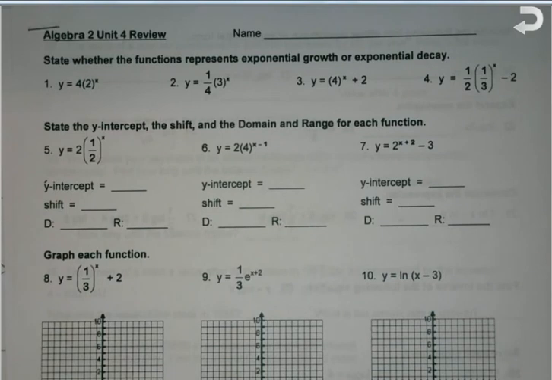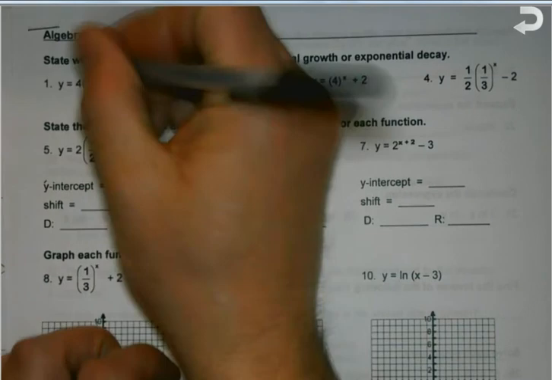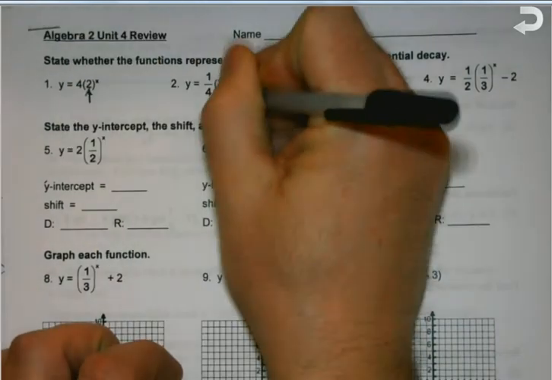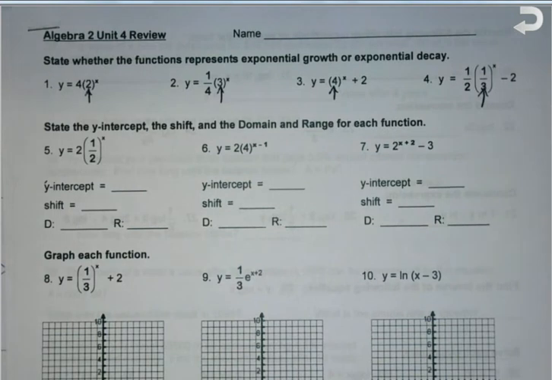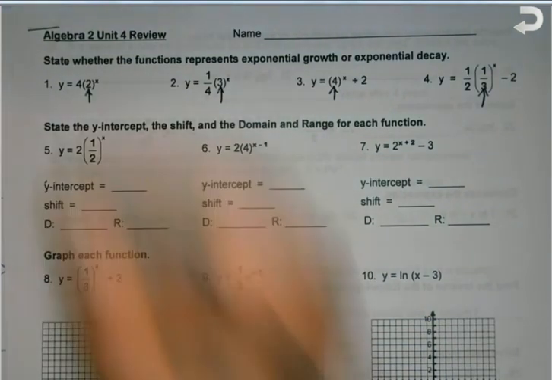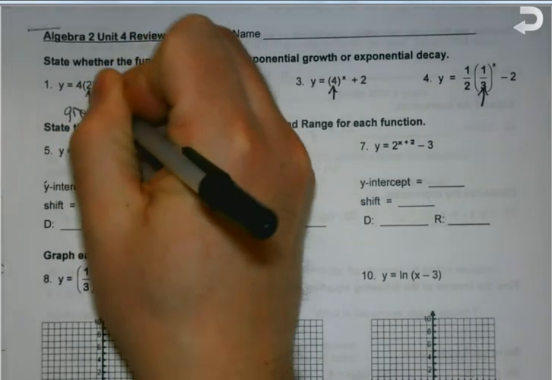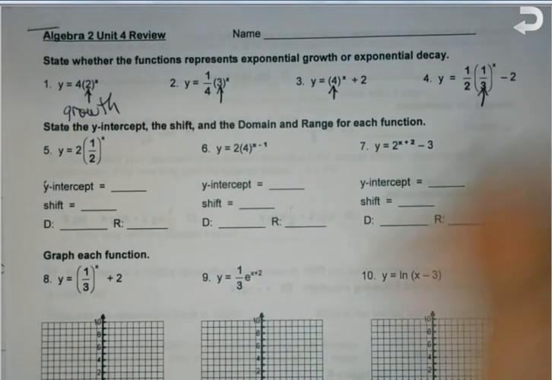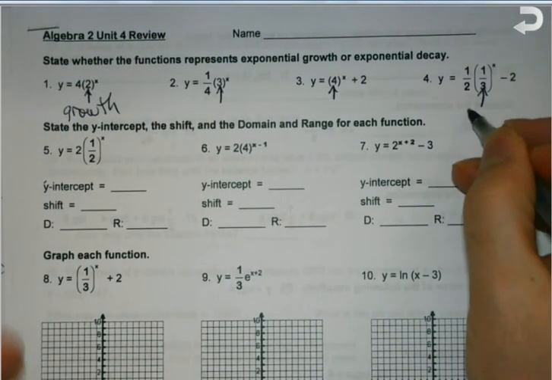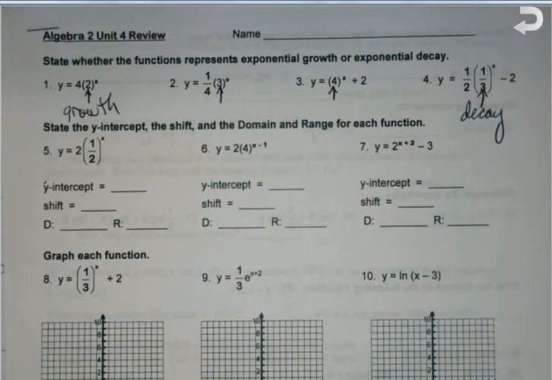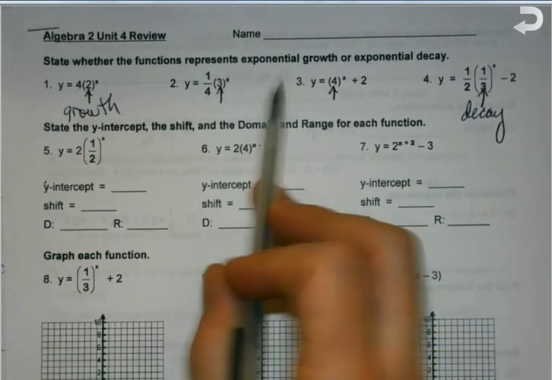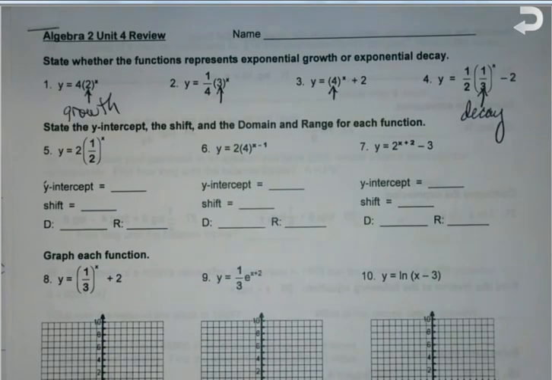But, okay, in number one, basically there's only two things you have to even look for. What am I thinking about? I'm thinking about the number that's inside the parentheses. If it's a number greater than 1, it's growth, unless you have a negative. If it's between 0 and 1, it's going to be decay, unless you see a negative exponent, which you don't see in any of these.